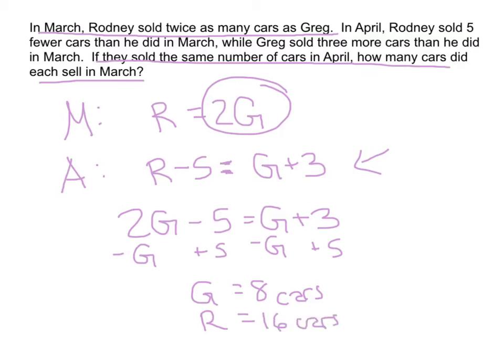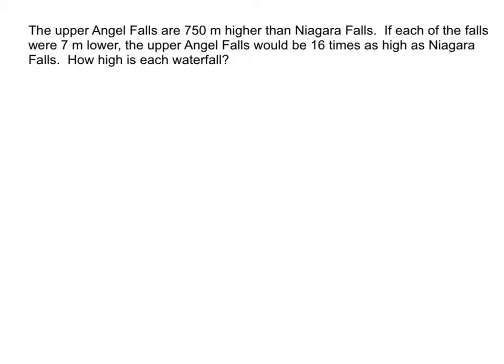Alright, moving on to the fourth one. Same routine. Please read, pause, then we'll go over it. Okay, we have the Upper Angel Falls are 750 meters higher than Niagara, and if each of the falls were 7 meters lower, the Upper Angel Falls would be 16 times as high as Niagara Falls.